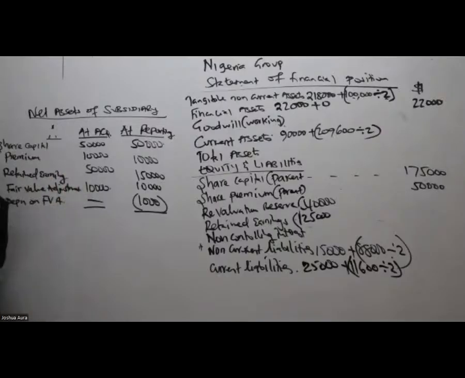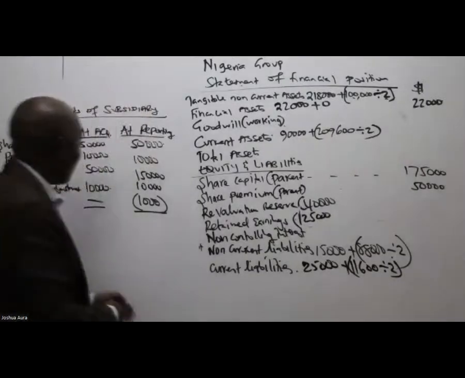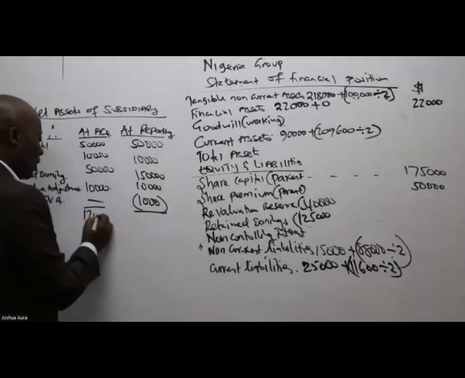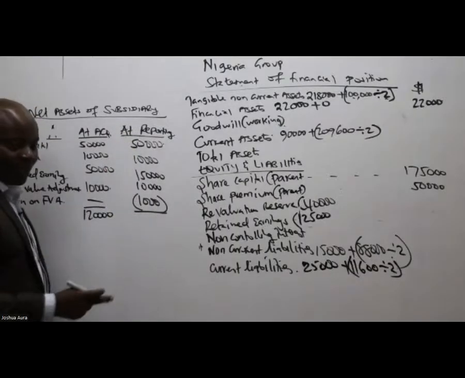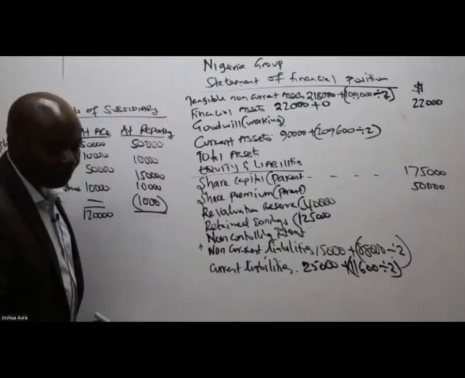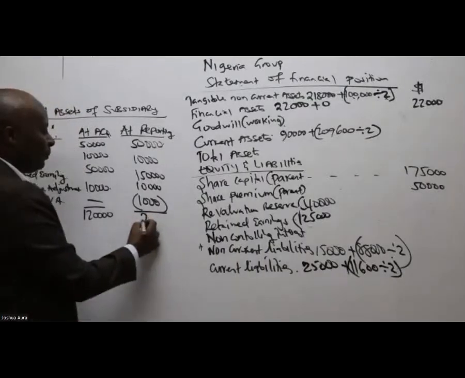Can somebody give me something here? So we have here 120,000. Thank you very much. So 120,000 here. Yes. How about net assets at reporting? 210,000.